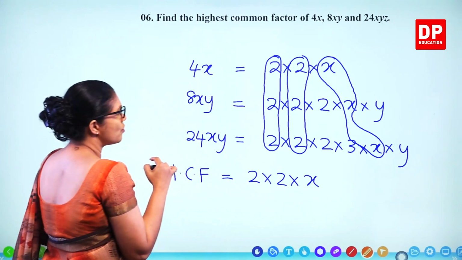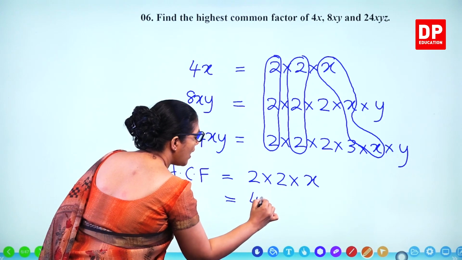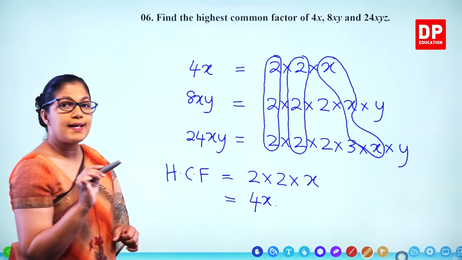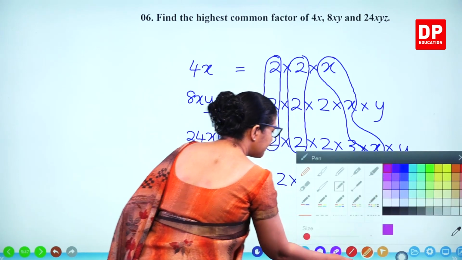So those are the common terms. You can write 2 times 2, 4 and x. So 4x is the highest common factor. 2 marks.